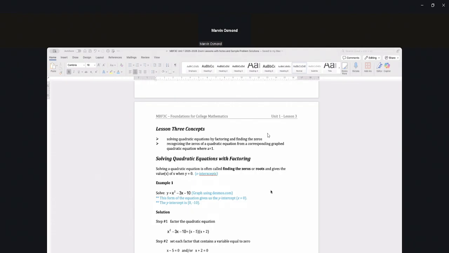Now you notice the y-intercept occurs when the x value is 0. So this is 0 and negative 10. The x coordinate is 0 and the y coordinate is negative 10. If you look at this particular equation as written, y equals x squared minus 3x minus 10, if I make x 0, 0 squared minus 3 times 0 is 0, 0 minus 10 is minus 10.